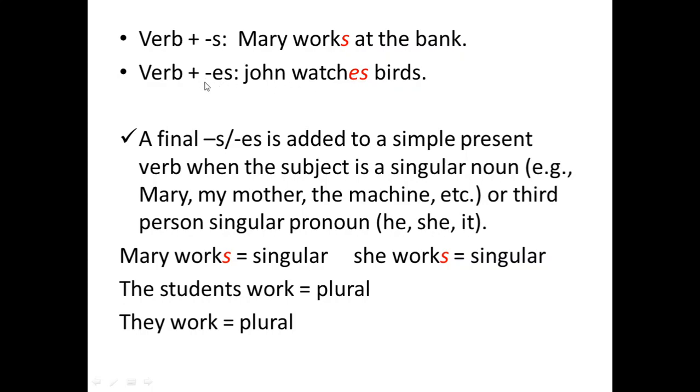So for now, just know this. We can add S or ES to either verb and noun, okay? Easy as that. John watches birds. ES added to the verb, and S is added to the verb. So a final S or ES is added to a simple present verb when the subject is a singular noun.